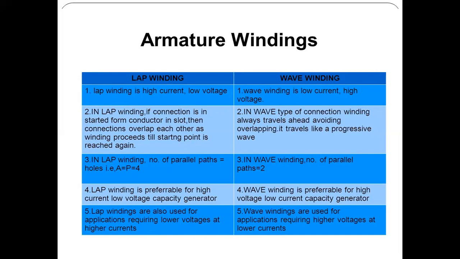So it is one of the important questions: the difference between lap winding and wave winding. So what things have we studied? We have studied the presentation of DC machine. Before that, the construction of the 4-pole machine. After that, the presentation of DC machine, and then the classification of DC machine. And we have studied the types of poles and the difference of poles.